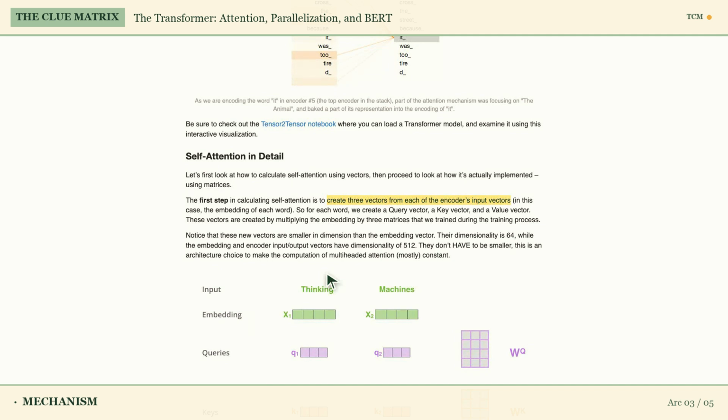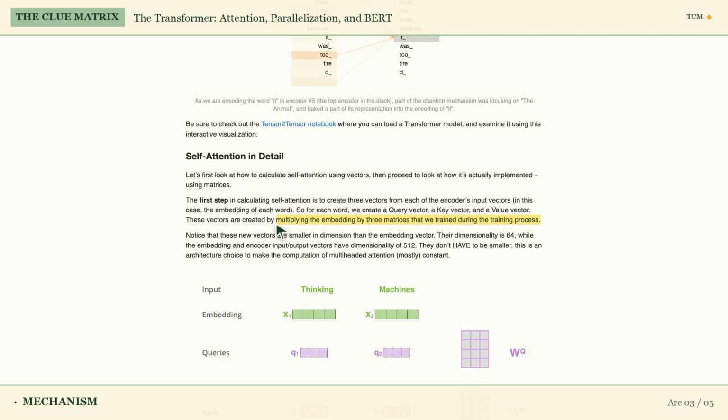These Q, K, V vectors are generated by multiplying the embedding by three matrices that we trained during the training process. These matrices learn how to project our word into these three distinct roles. It's not hard-coded.